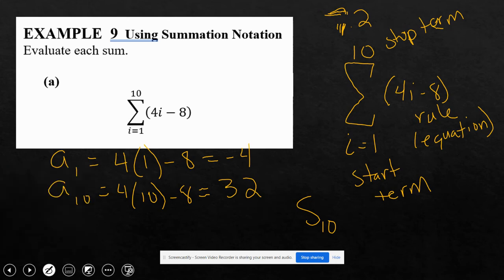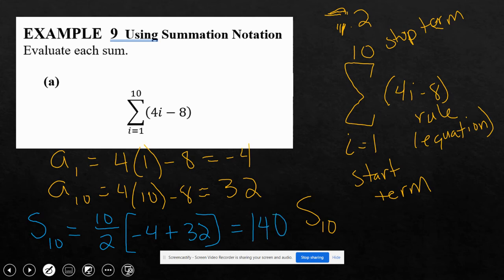Now that I know the first term and the last term, I can use our sum formula, the first one that we talked about in the last video. S sub 10 is equal to 10 over 2 times the first term, which is negative 4, plus the last term, which is 32. I do that math and I end up with 5 times 28. And that sum is 140. So the answer to this problem is 140.